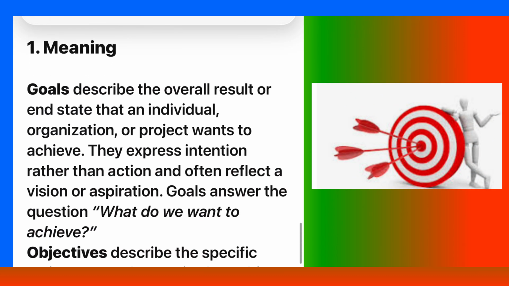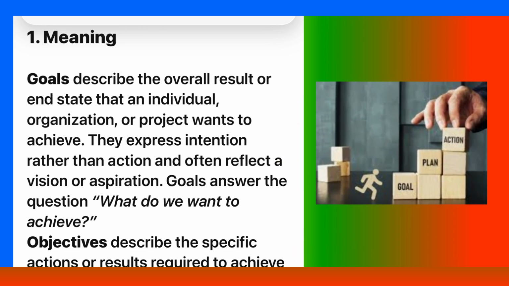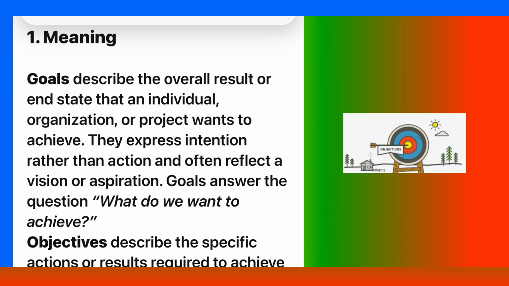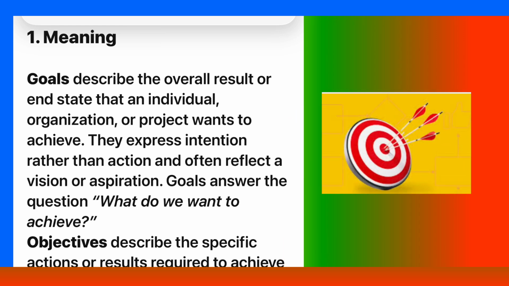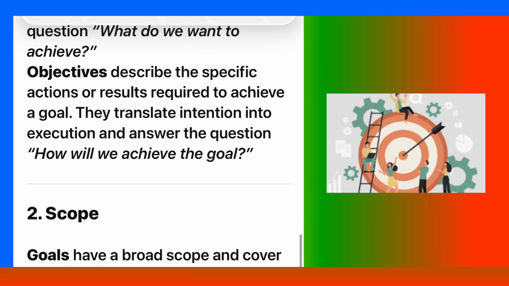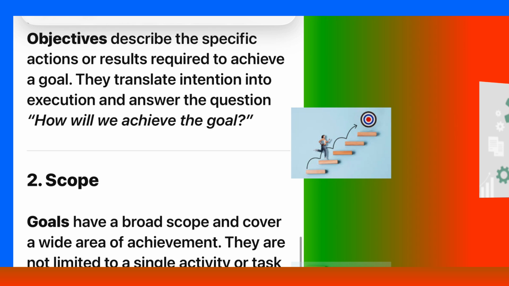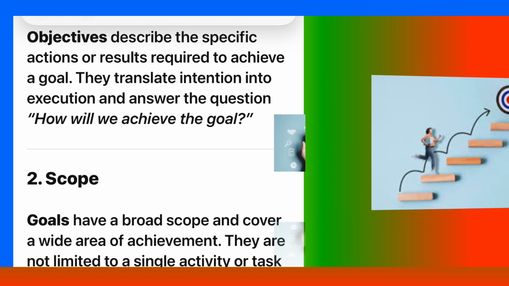1. Meaning. Goals describe the overall result or end state that an individual, organization, or project wants to achieve. They express intention rather than action and often reflect a vision or aspiration. Goals answer the question, what do we want to achieve? Objectives describe the specific actions or results required to achieve a goal. They translate intention into execution and answer the question, how will we achieve the goal?